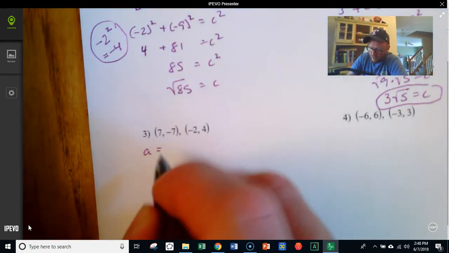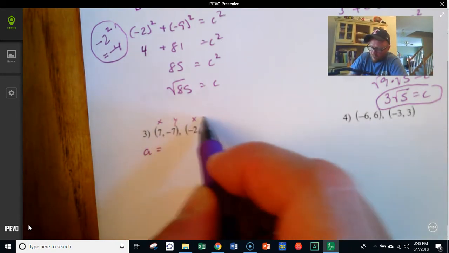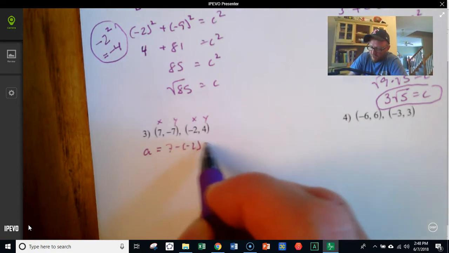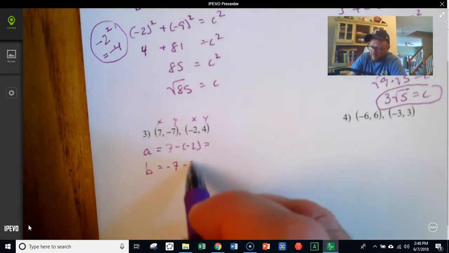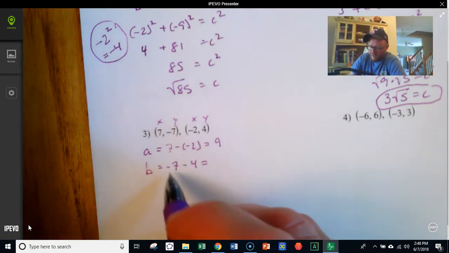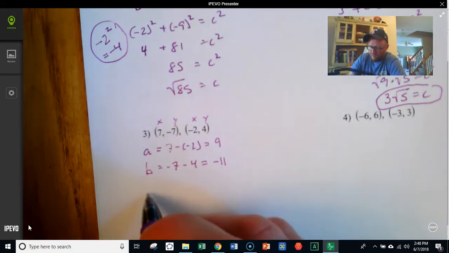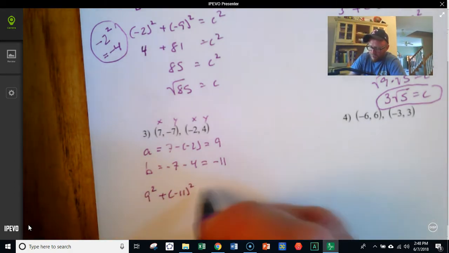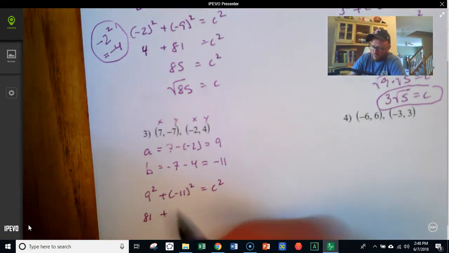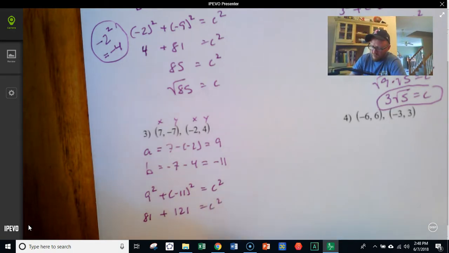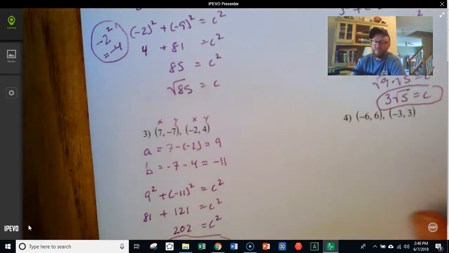We've got A is going to be x, y, x, y. We've got 7 minus negative 2. And B is going to be negative 7 minus 4. 7 minus negative 2 is 9. And negative 7 minus 4 is negative 11. So 9 squared plus negative 11 squared is c squared. 81 plus 121 is 202, which is c squared. That's the square root of 202. Let's say that's 101 times 2. I don't think that can be reduced or simplified. So we're good there.